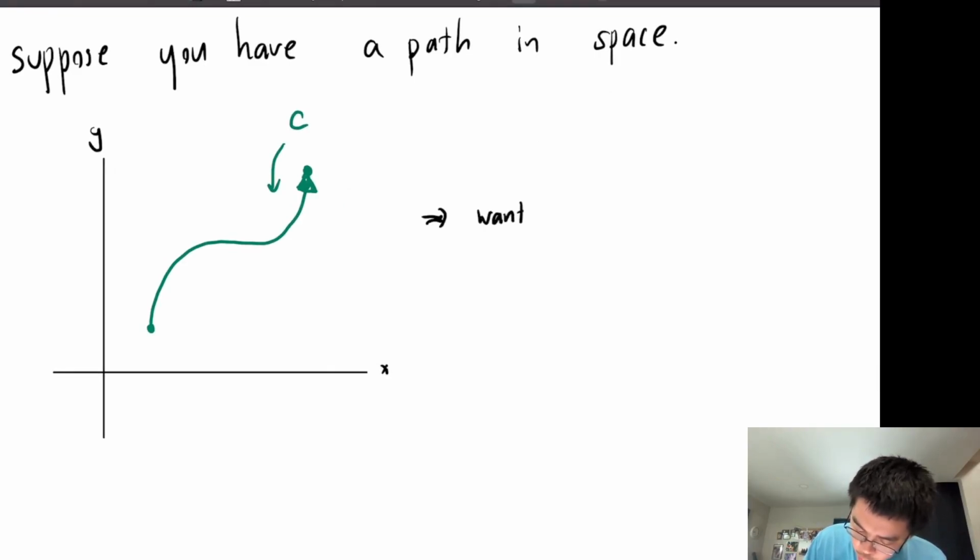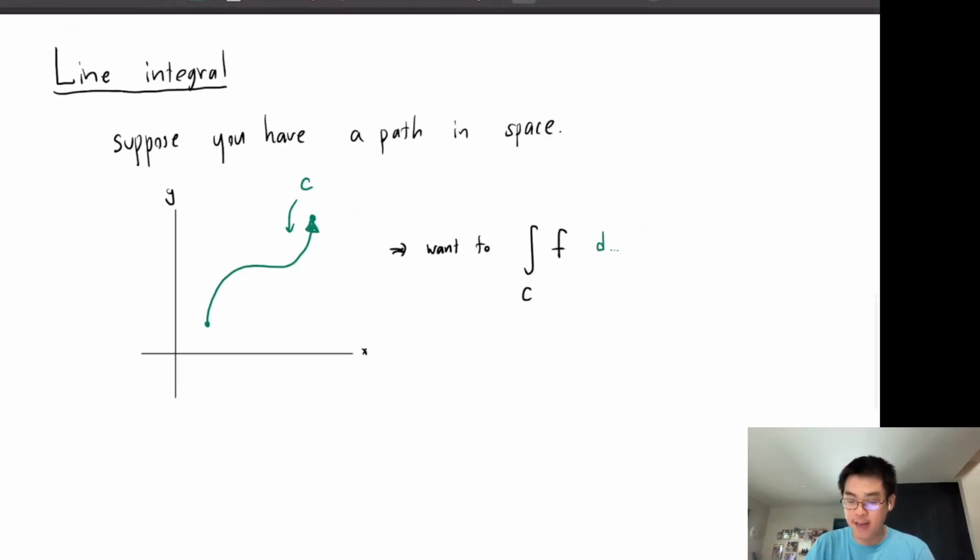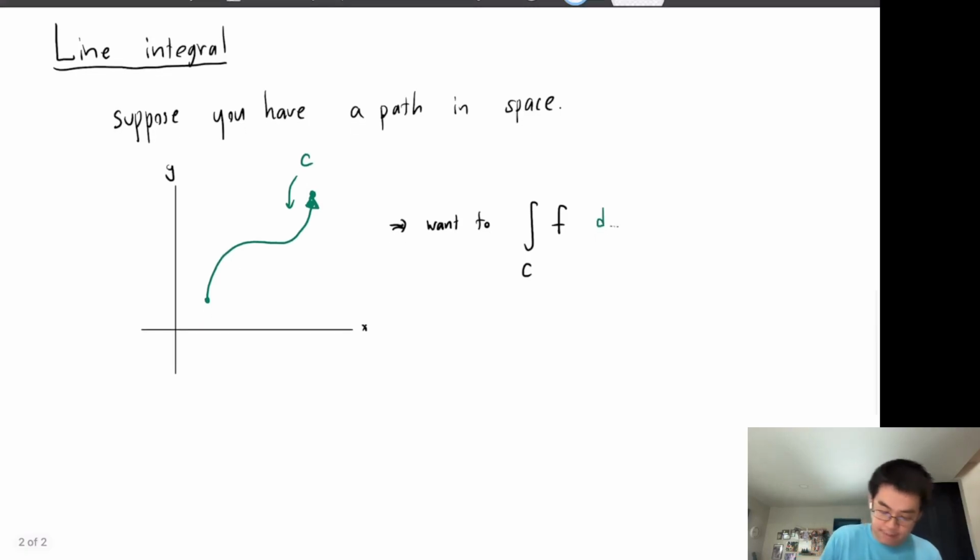Want to integrate a certain function, so we're gonna call it f, right? And we're gonna do it over C. The thing is, there are so many d's we can do, right? But that's the basic. We have a path in a space and we want to integrate over it, right? So let's go over some basics.